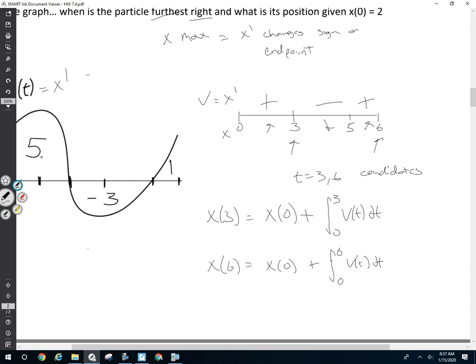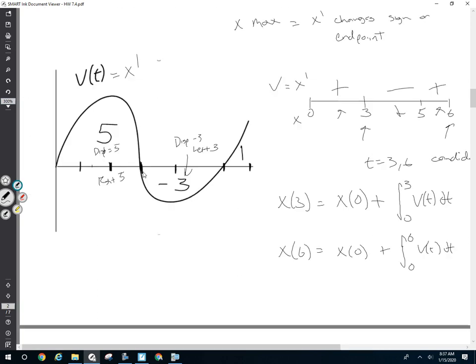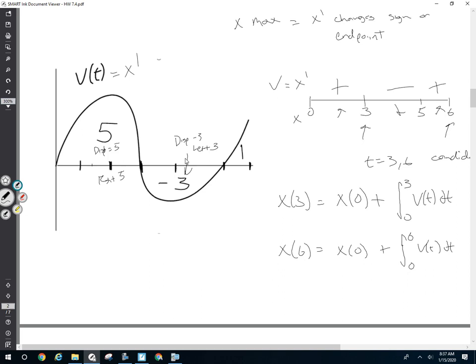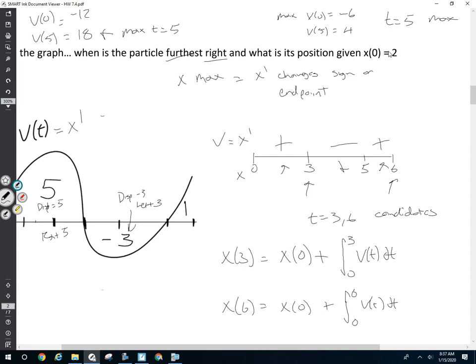So like this value of 5, that means my displacement is 5, or I move to the right 5. This area of negative 3, that's a displacement of negative 3. That means I move to the left 3. So I started at 2, I went to the right 5, I went to the left 3, then I went to the right 1. You could have literally interpreted that and answered your question by just looking at some values. And here is where I went to the right 1.